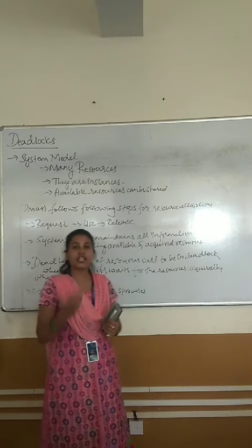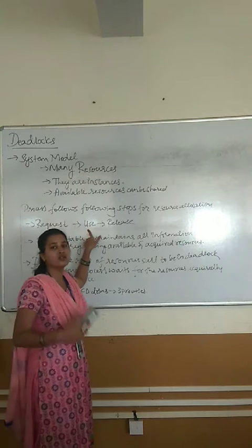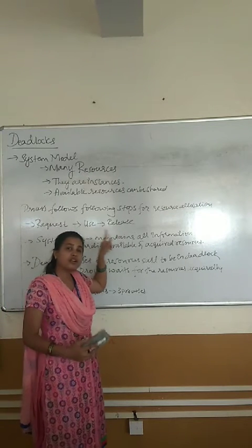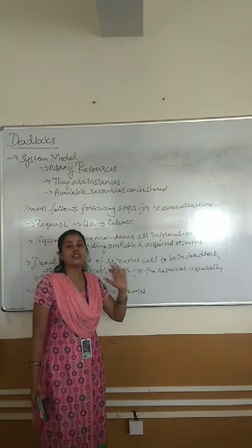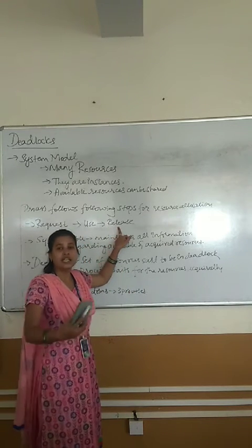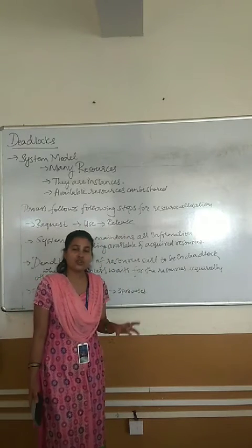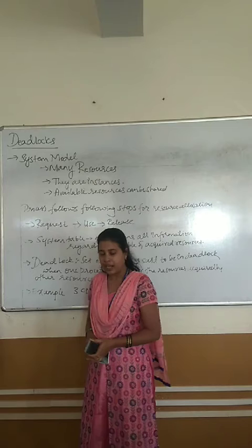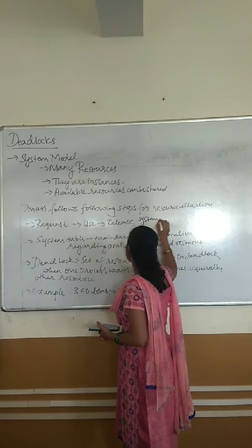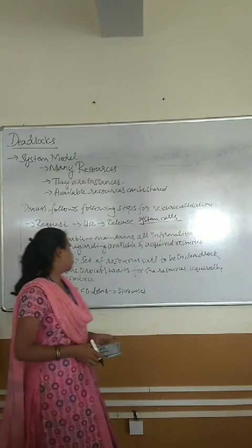After that, once a process is allocated a resource, it will use that resource to do whatever task it wants to do. After finishing the task, when the resource is no more required, it will be released. Requesting, using, and releasing the resources of a system is done using different types of system calls.